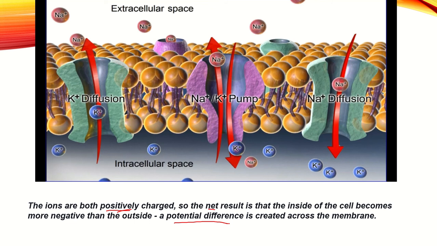So what is active transport? Active transport is the movement of molecules or ions through transport proteins across a cell membrane, against their concentration gradient, using energy from ATP. That is called active transport.